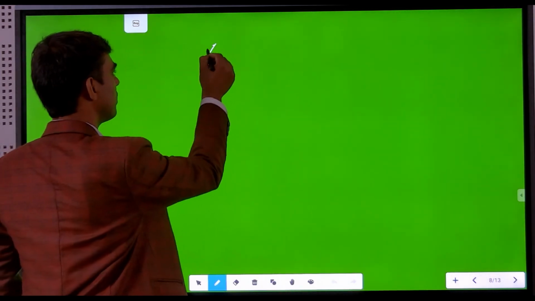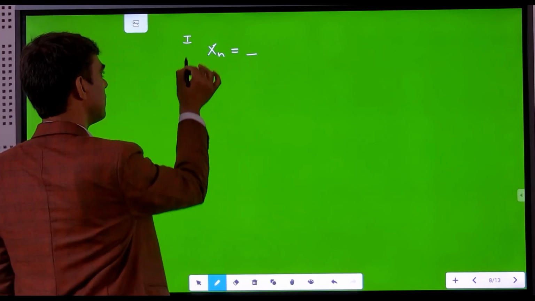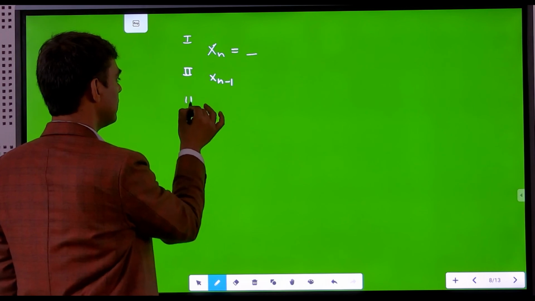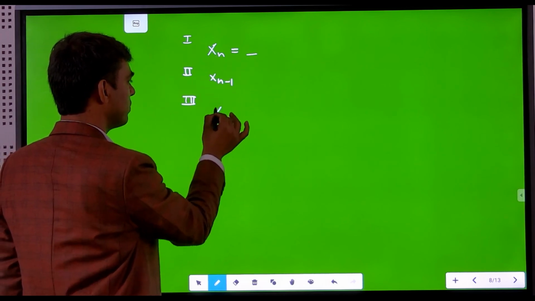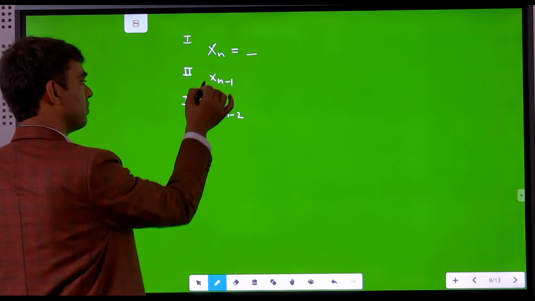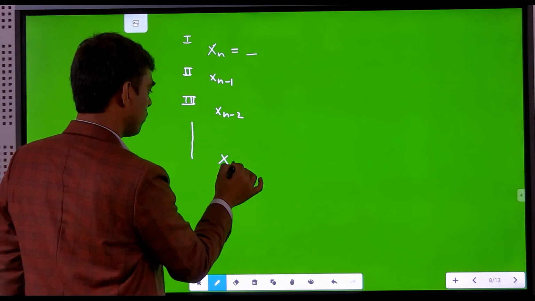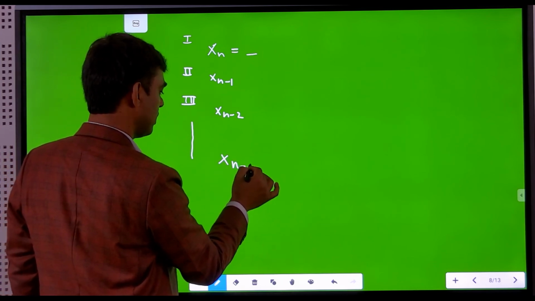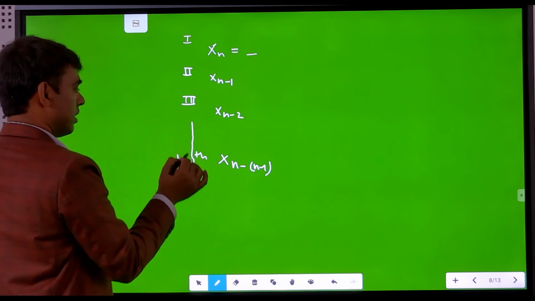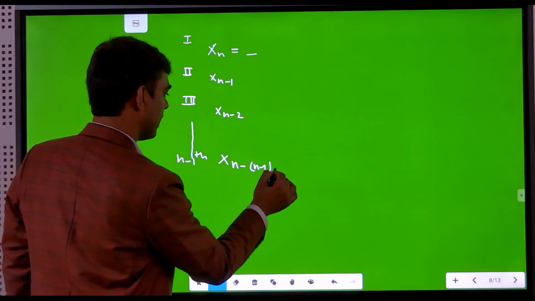Means in the first step we find the value of xn. In the second step, using the value of xn, we find the value of x_{n-1}. In the third step, using the values of xn and x_{n-1}, we find the value of x_{n-2}. Similarly, in our first step we find the value of xn, second step x_{n-1}, then in the n minus 1th step, we find the value of x1.